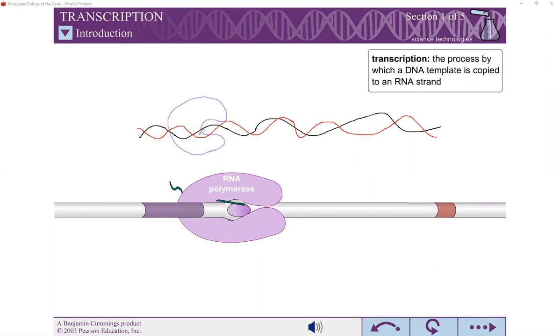Now, supposing this RNA polymerase moves in the 5 prime to 3 prime direction. It always moves in that direction. So if it is moving in the 5 prime to 3 prime direction, which strand will be called what? Please indicate it in the chat box, which would be the template strand and which would be the coding strand.